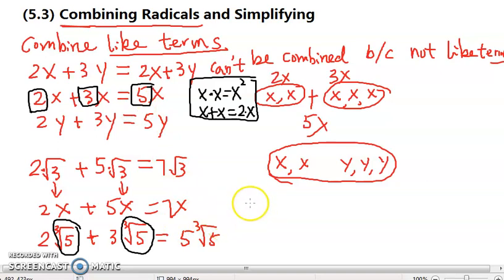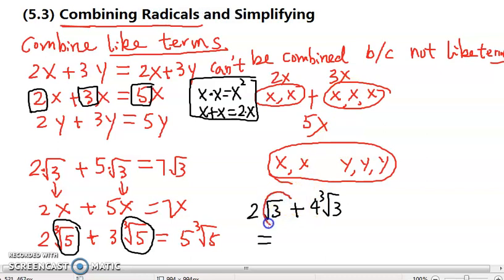What if we have 2 copies of square root of 3 plus 4 copies of cube root of 3? Can we combine them? No, because they are not the same radical.